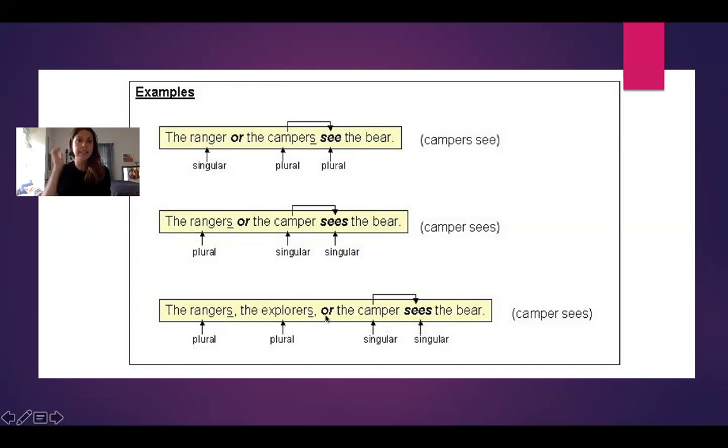If it's and, it's a different story. If you said, my mom and my dad sees the bear, that would be incorrect, because my mom and my dad are two people. So you'd have to say, my mom and my dad see the bear, because my mom and my dad are plural.